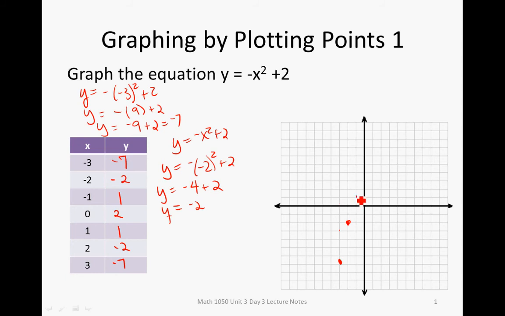Negative 1, 1: to the left 1 and up 1. 0, 2 means neither left nor right, but up 2 places. Positive 1, 1: to the right 1, up 1. Positive 2, negative 2: to the right 2, down 2 or negative 2, and then 3, negative 7.